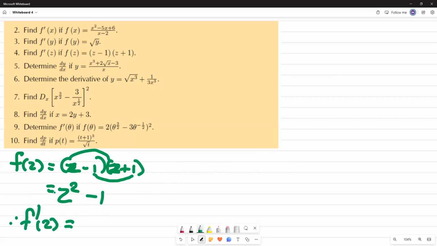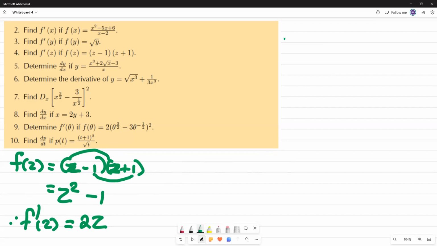F prime z, which is going to be 2z. Because there's a 1 here, 1 times 2 is 2, and then z. The derivative of a constant is 0. Perfect. Now we can go to 5, right?